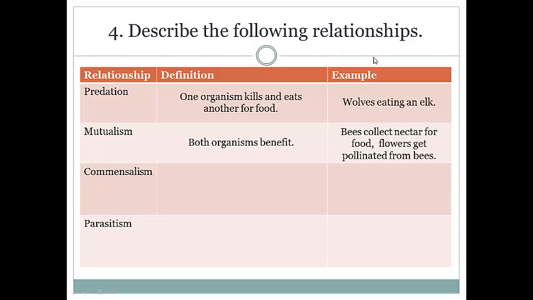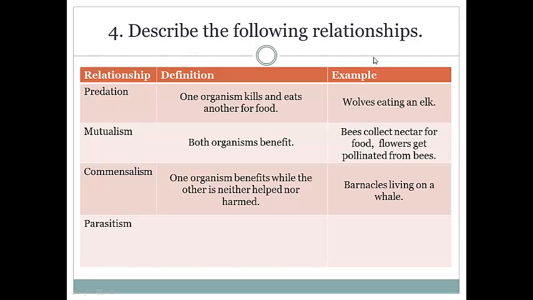In commensalism, this is where one organism benefits while the other one is neither helped nor harmed. So an example would be barnacles living on a whale.